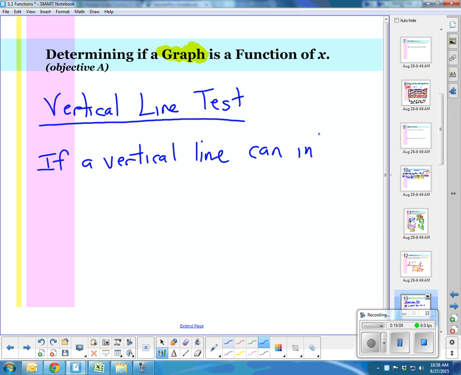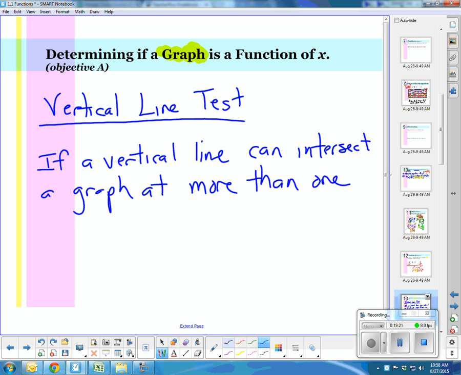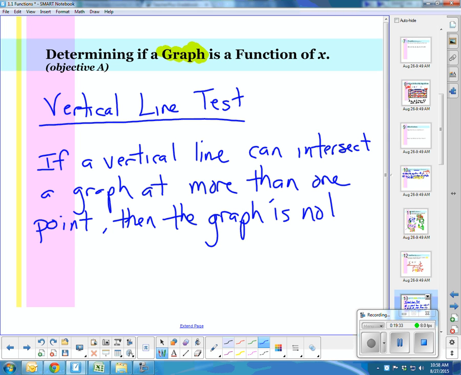can intersect a graph at more than one point, then the graph is not of a function. And this vertical line test checks that each input is paired with exactly one output. So get that written down. You might need to pause it to write it down, or maybe you're just watching this, but I'm going to go on to some illustrations here.